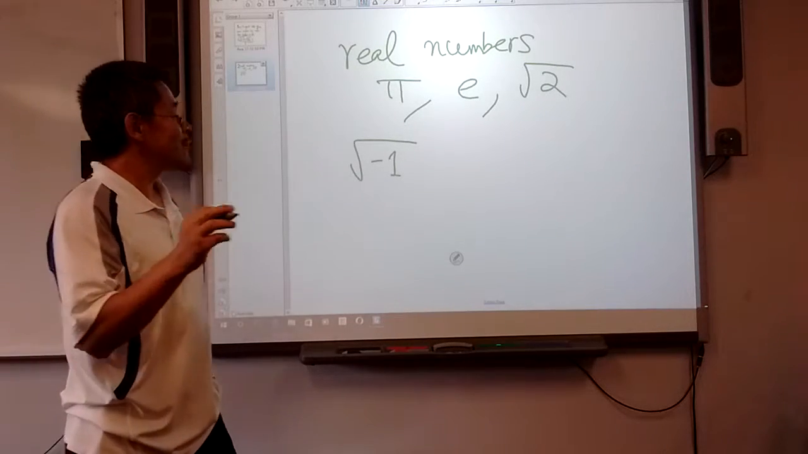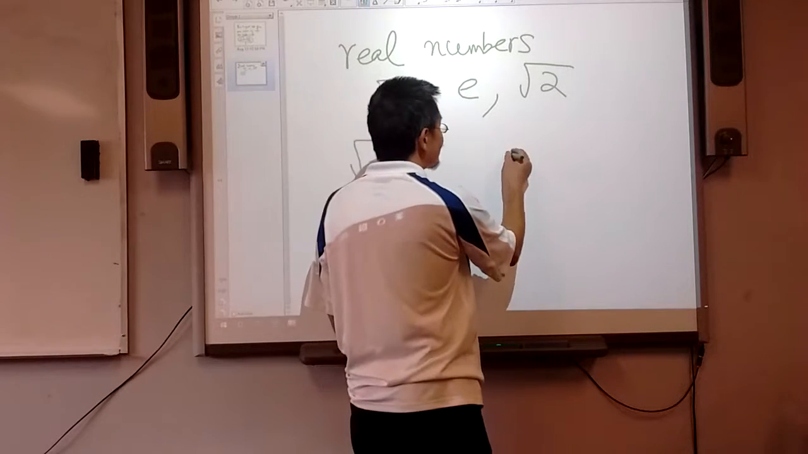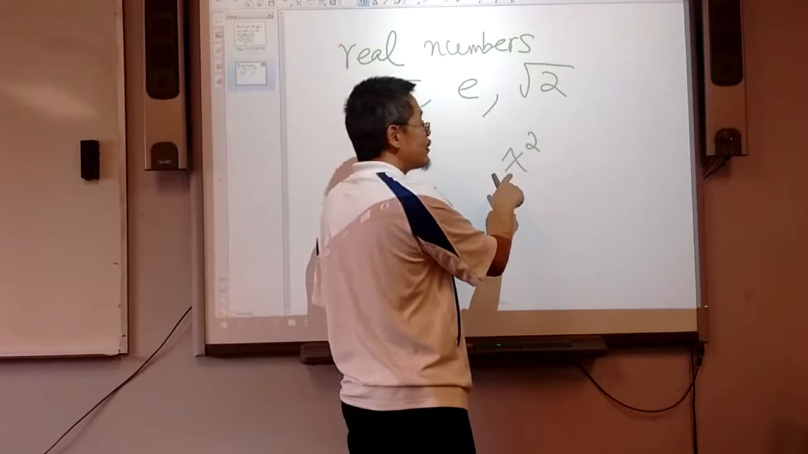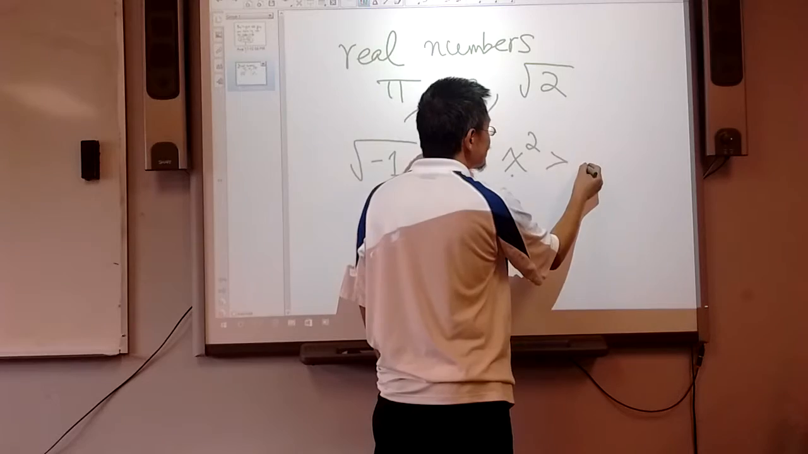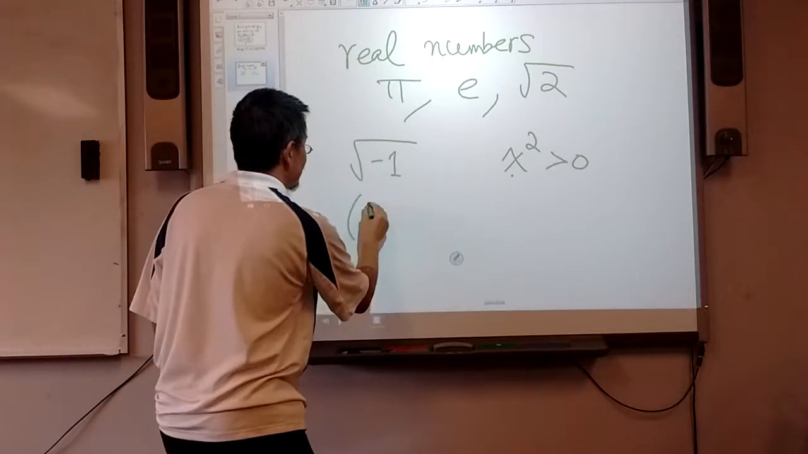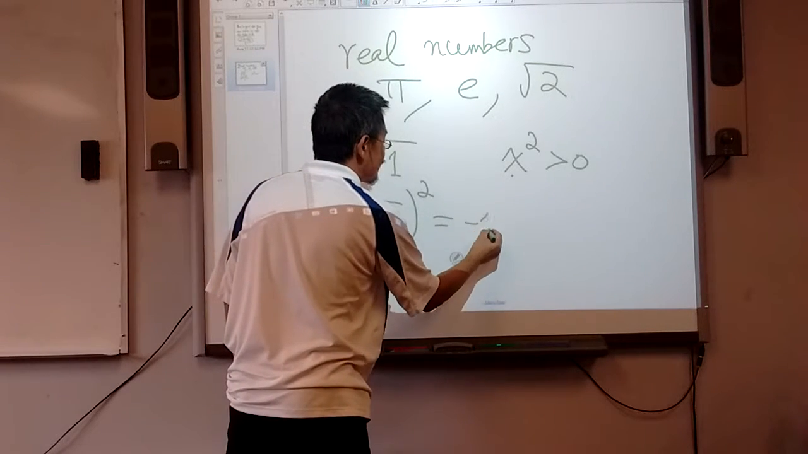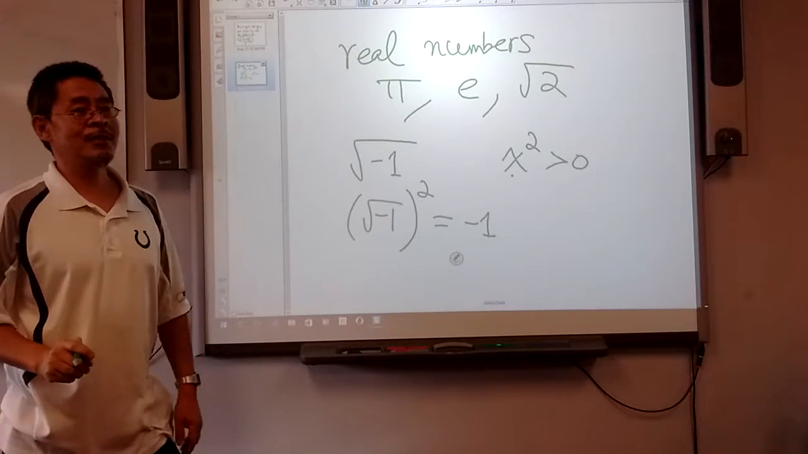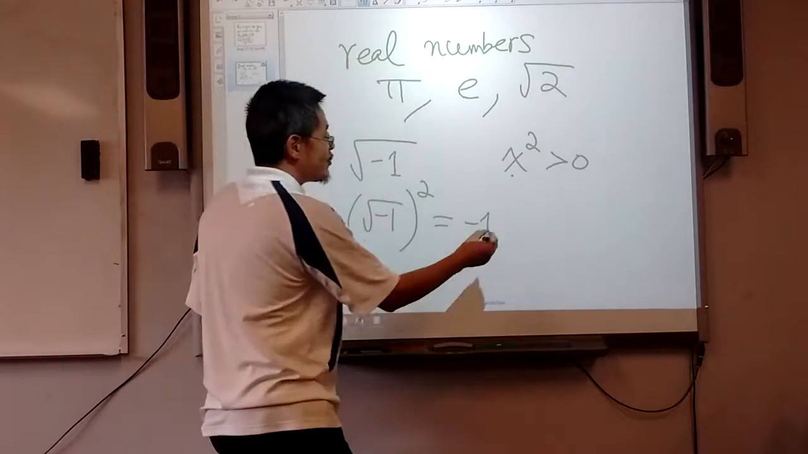Because what happens here is we know that if you take a number, say x, and if it is a real number and we square it, the result is always greater than 0. Always. But if we square this number, that's supposed to give us negative 1. So clearly this number is something else. It's not a real number. So it is given the name imaginary number.